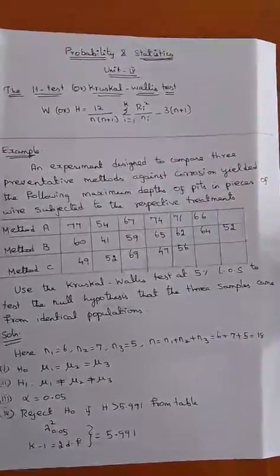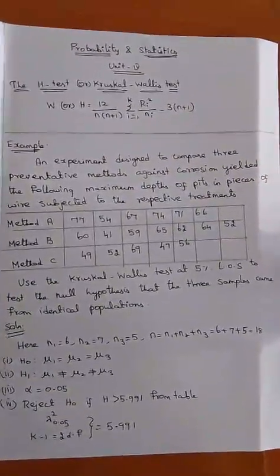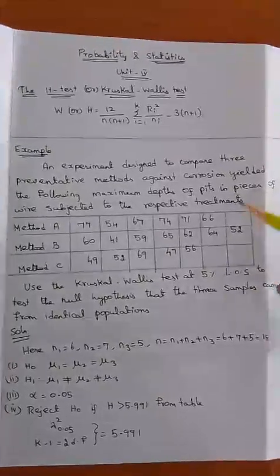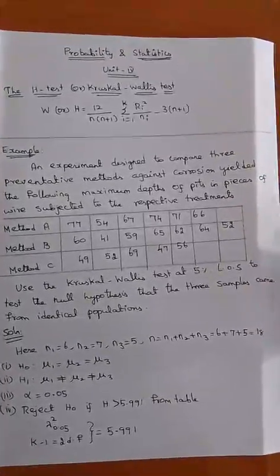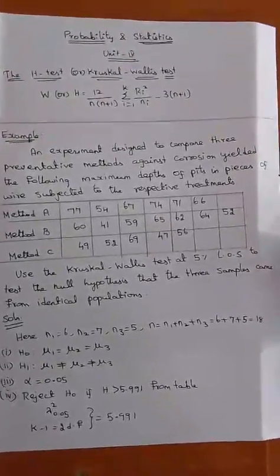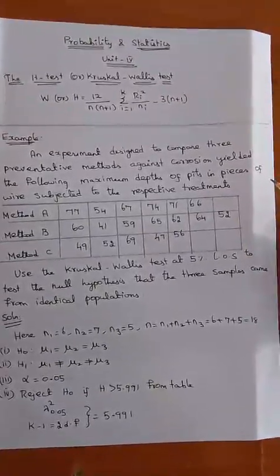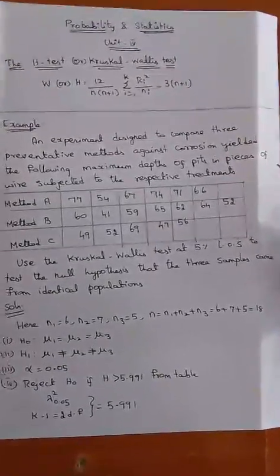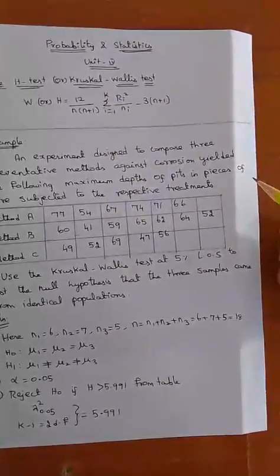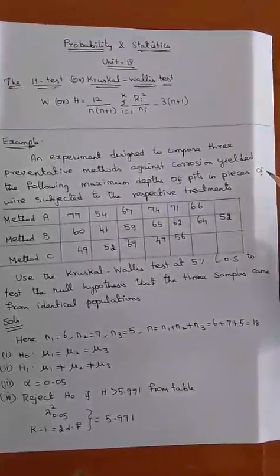In the U test we compare only two data sets. The H test is for a minimum of 3 data sets and a maximum of any number of independent data sets. Here it is a non-parametric test, so there are no restrictions, like the data should be normal. There are no restrictions over here.